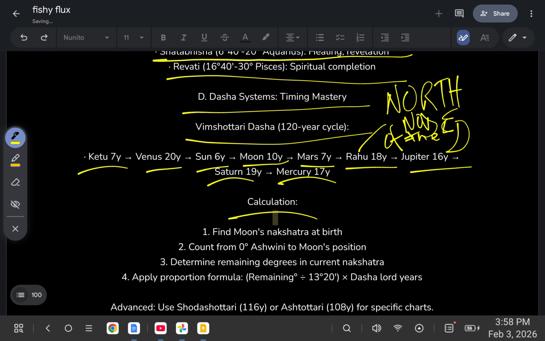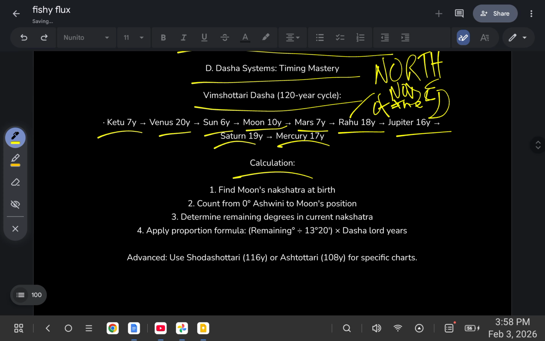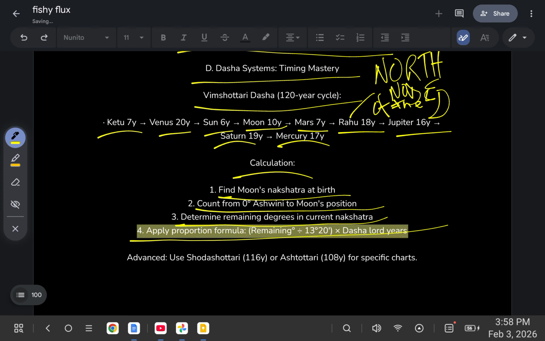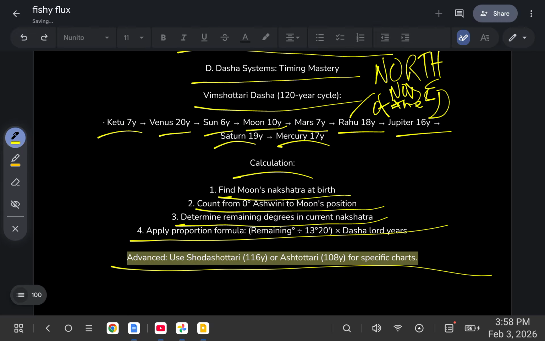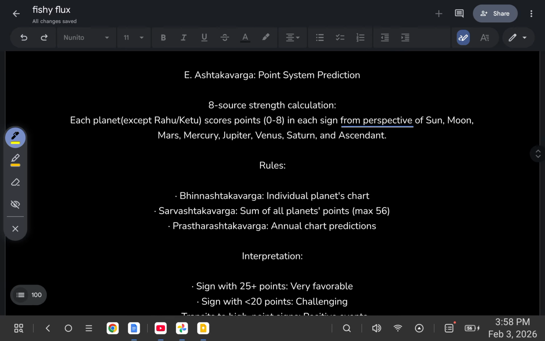Here's the calculation. So we find the Moon's nakshatra at birth. We count from 0 degrees Ashwini to the Moon's position. We determine remaining degrees in the current nakshatra, and we apply the proportion formula: remaining degrees divided by 13°20' multiplied by dasha lord years. Advanced, we can use Shodashottari, 116 years, or Ashtottari, 108 years for specific charts.